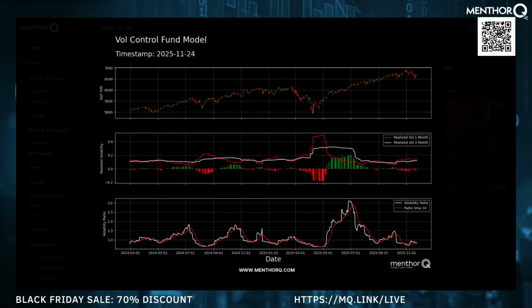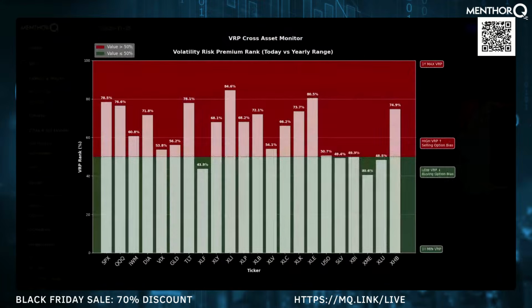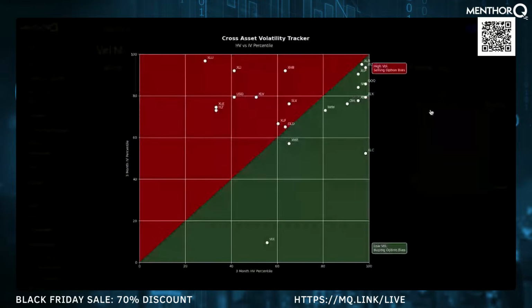Second, what I'm looking for is the cross-asset volatility tracker. Maybe you can say something about this, Fabio. Why is this important? Because today we see the VIX with low vol and buying option bears. What does this mean? Here we look at the volatility risk premium, which is the difference between realized or historical volatility and implied volatility, which is the volatility priced by the option market.